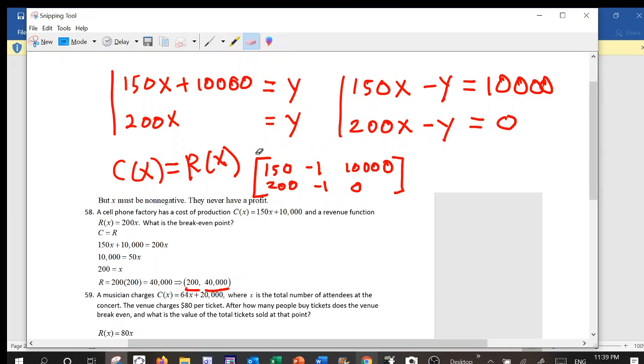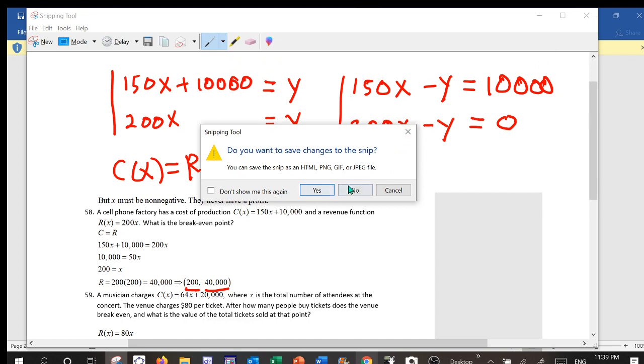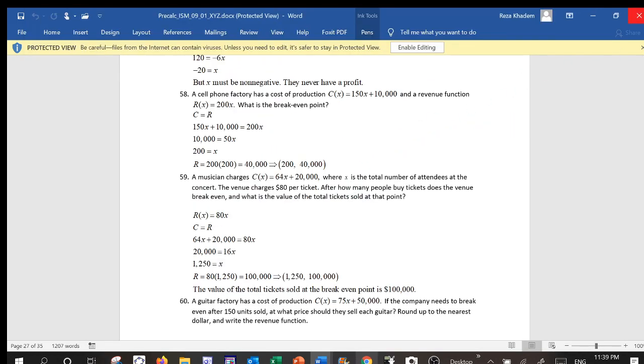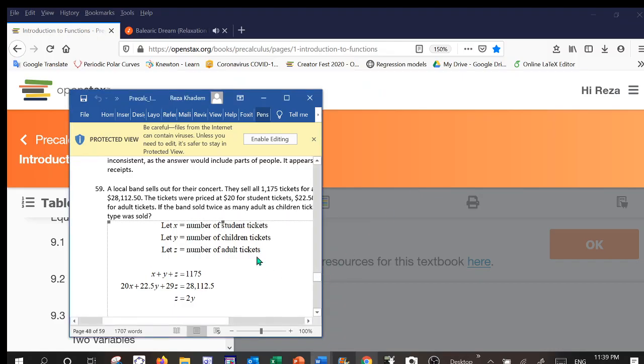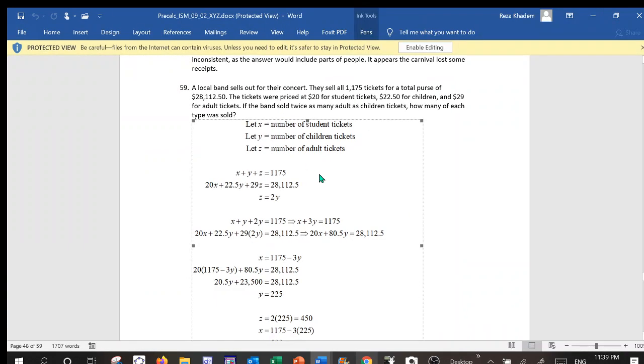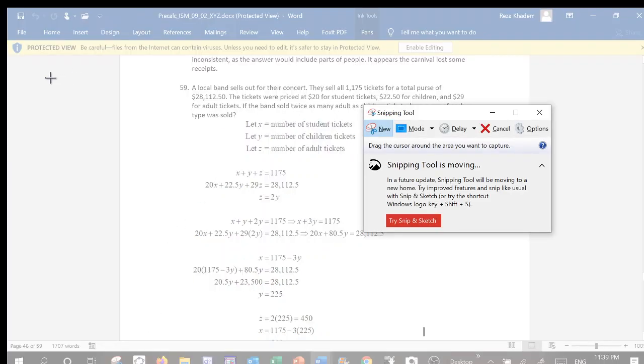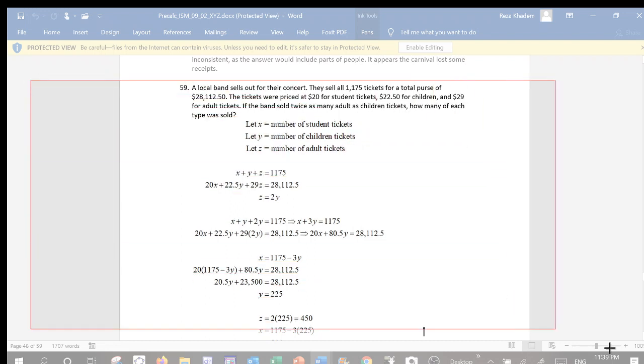So let's do another one. I want to get rid of that. And then we're going to do this one. Now this one says that we have, let me get some area to work on.